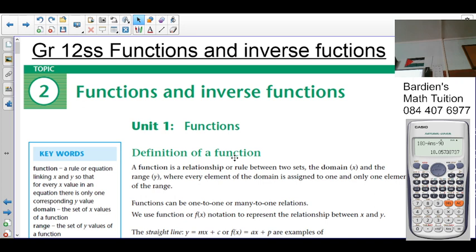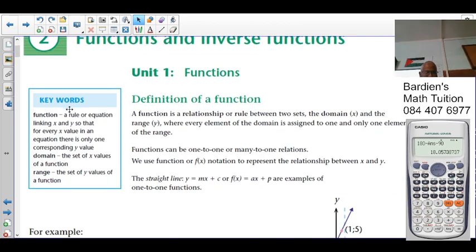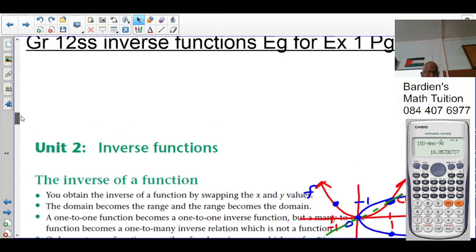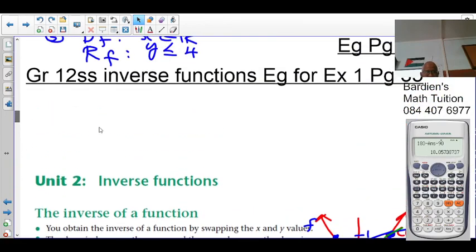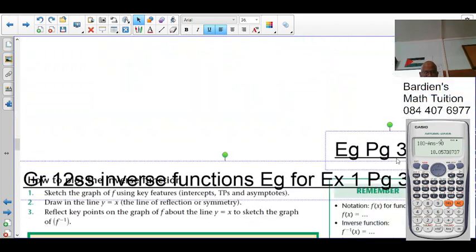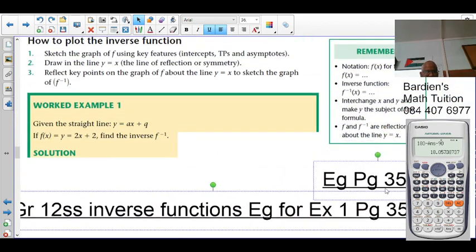So today we're looking at functions and inverse functions, the sketching of this inverse function. We spoke about the inverse function and we did the introduction pertaining to these examples. If you want the full lesson, you can find it in the description box below.